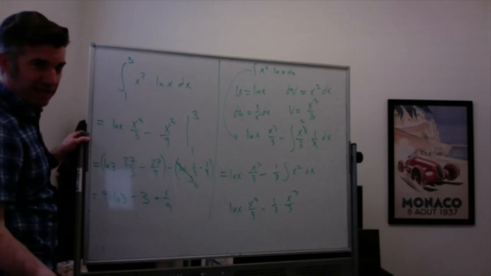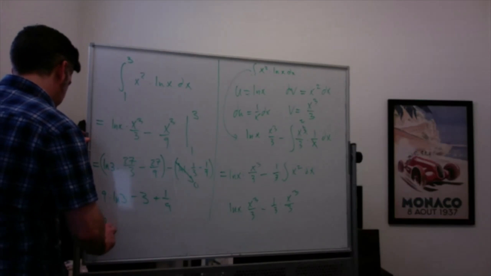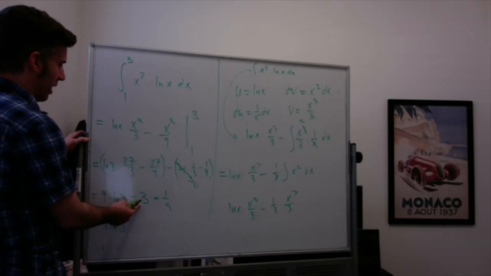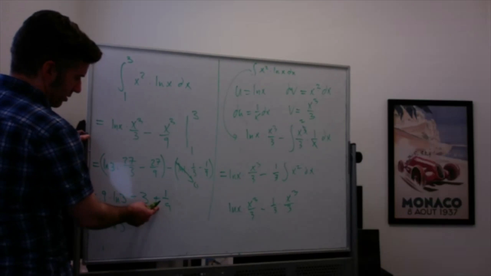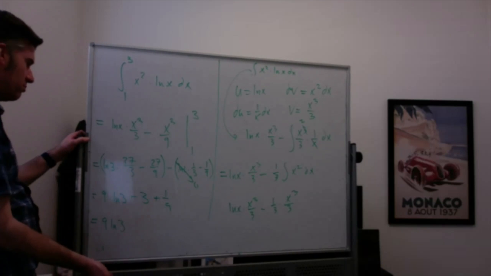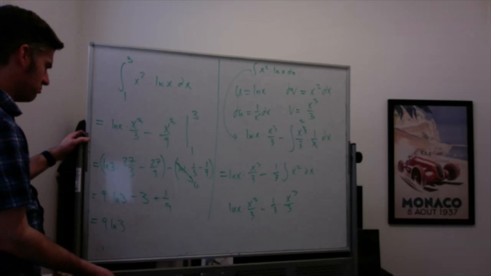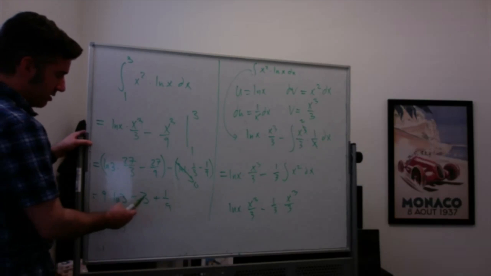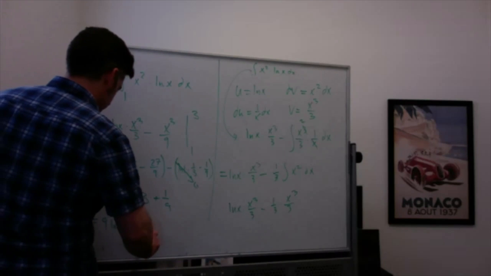I would probably leave it like that because I was feeling lazy, or I would combine these parts and say I've got minus 27 over 9 plus 1 over 9 is going to be, oh, yeah, that's right. Maybe it wasn't good to simplify, so minus 27 plus 1 is minus 26 over 9.